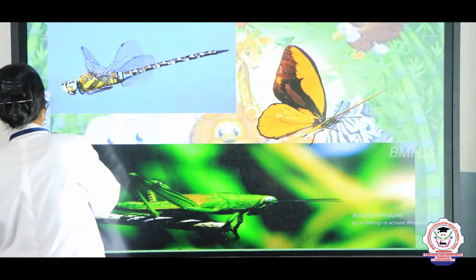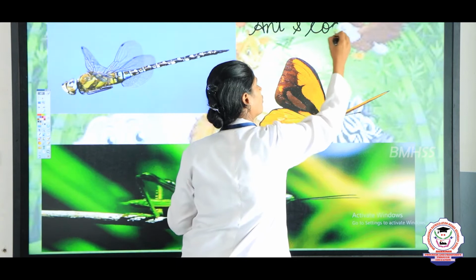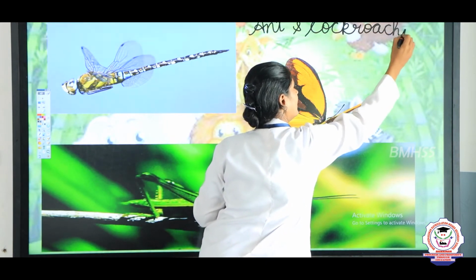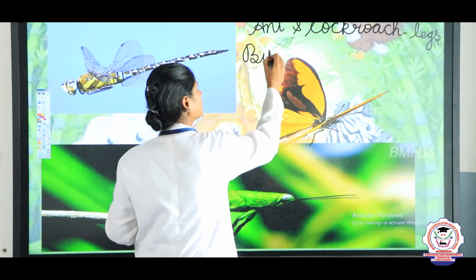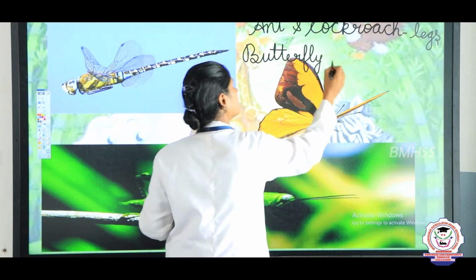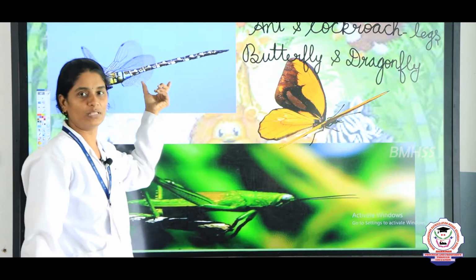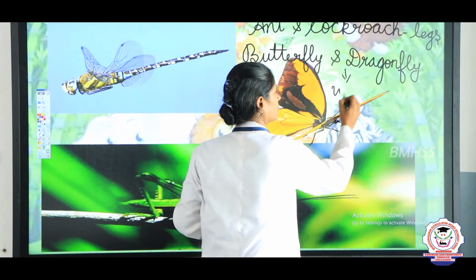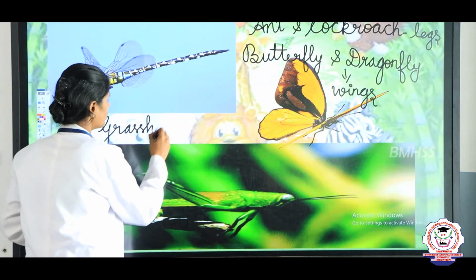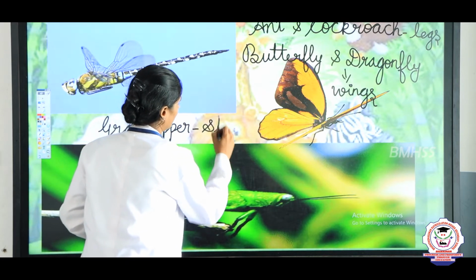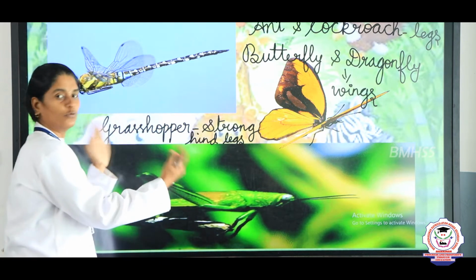So, what are the insects that we saw? We saw ant and cockroach, which crawl with the help of legs, right. And then we saw butterfly and dragonfly. In Tamil they say tumbi for dragonfly. They move with the help of wings. Using their wings they move, right. And grasshopper uses the strong hind legs. Using the strong hind legs, grasshopper moves, right.